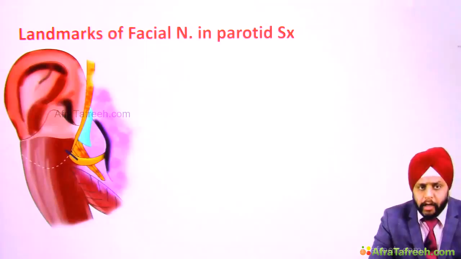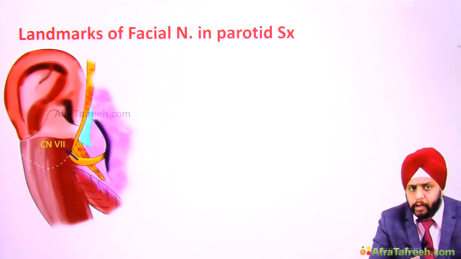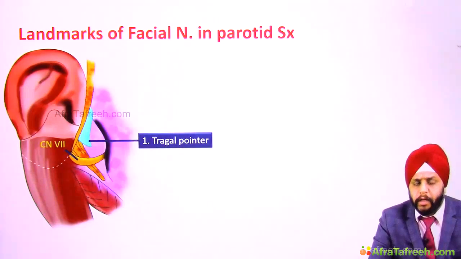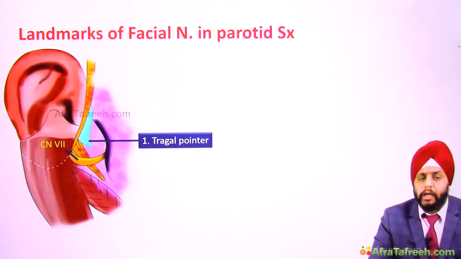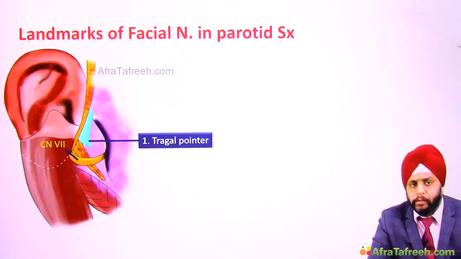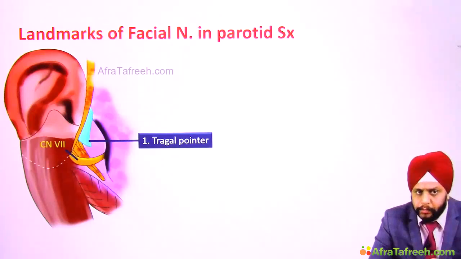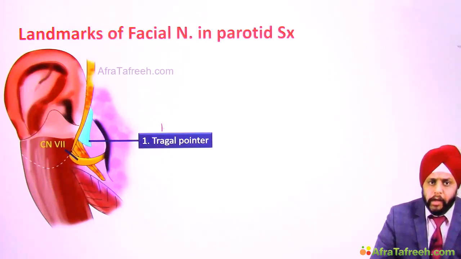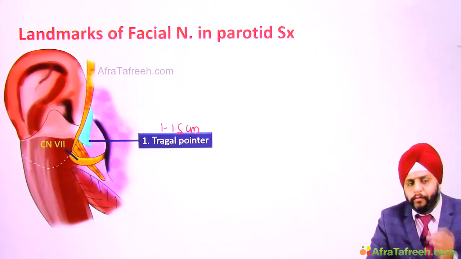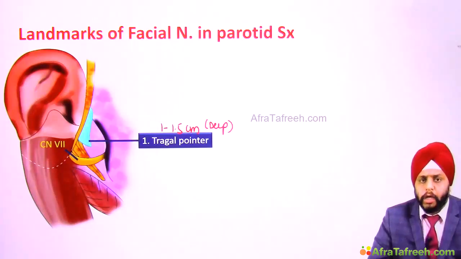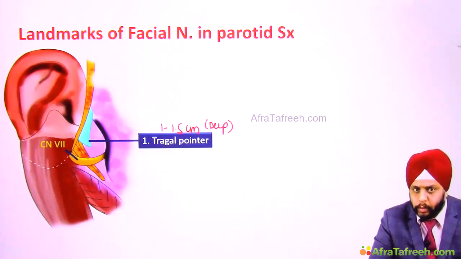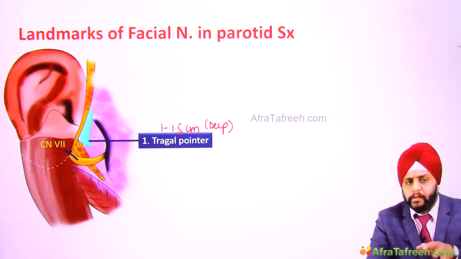Okay, the number one landmark, you can see over here the facial nerve, and just near to the facial nerve, the number one landmark that is used is the tragal pointer. So this is the cartilaginous pointer, the tragal cartilage. You can see the tip of the tragal cartilage. Now the facial nerve lies 1 to 1.5 centimeter, okay, deep and anterior to the tragal pointer. Okay, deep and anterior, right? So to the tragal pointer, that's the first landmark.